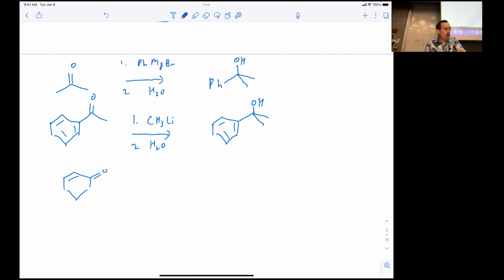Finally, I'm going to take one more example and again just show a different organometallic reagent. So I'll take 2-cyclohexenone. And let's treat it with our sodium acetylide. And I'll write it this way. I'll write the ionic structure of sodium acetylide because that's how I like to think about it. And I'll write an aqueous workup.